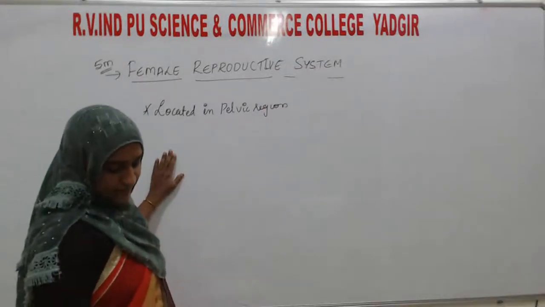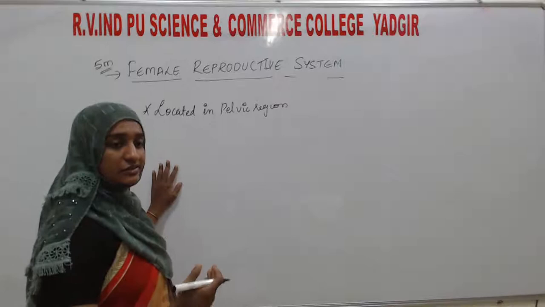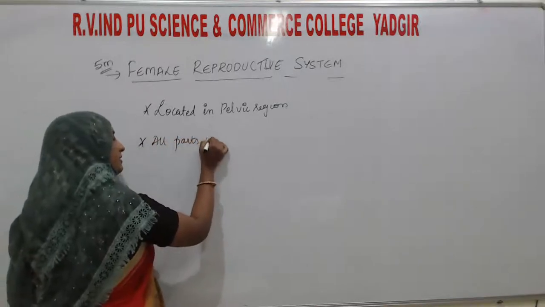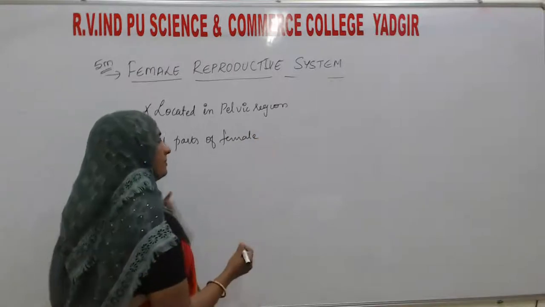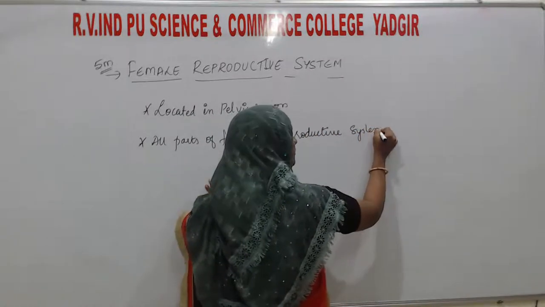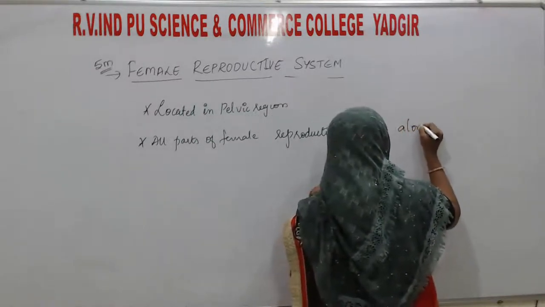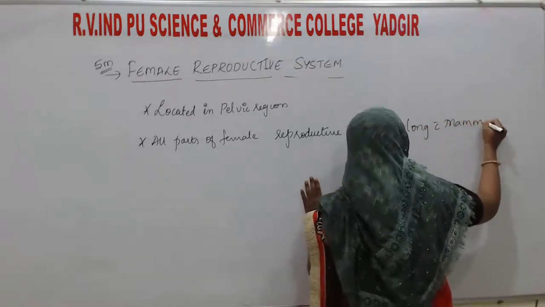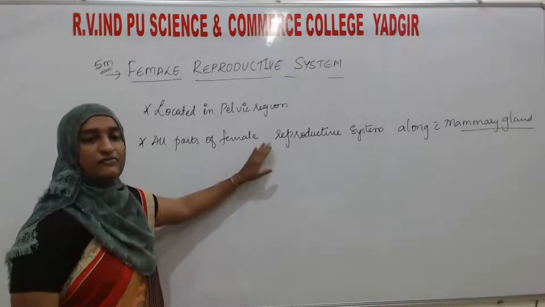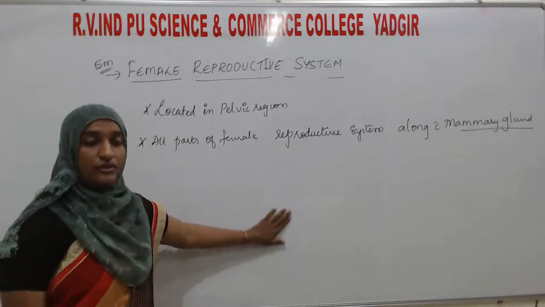Okay, and all these parts of the female reproductive system we just talked about, that is primary sex organ, secondary sex organ, external genitalia, along with one more structure, the mammary gland. Along with the mammary gland, this female reproductive system is integrated structurally and functionally to support the process.